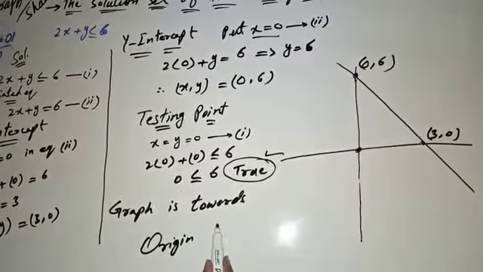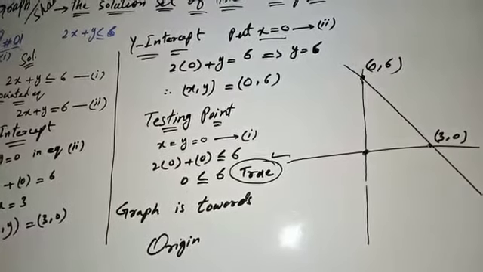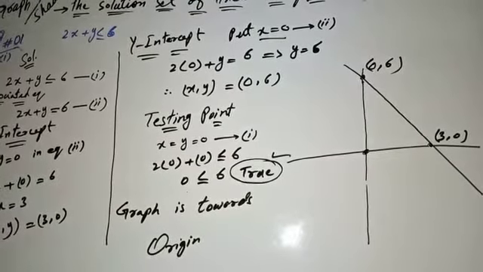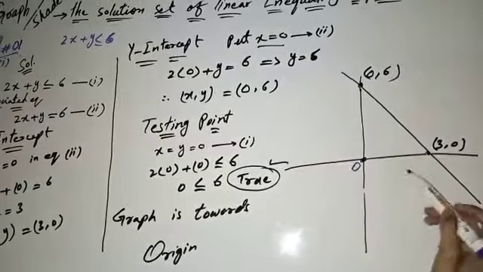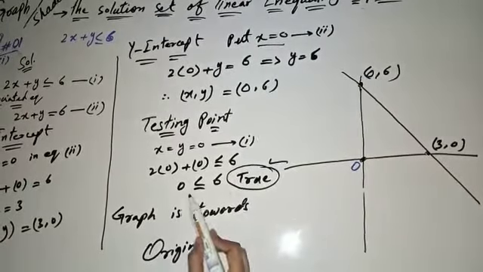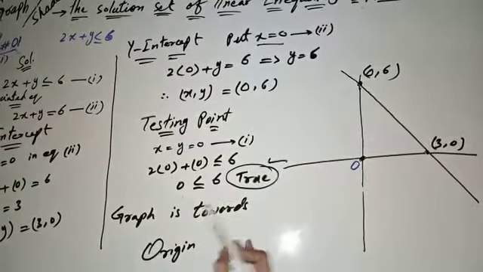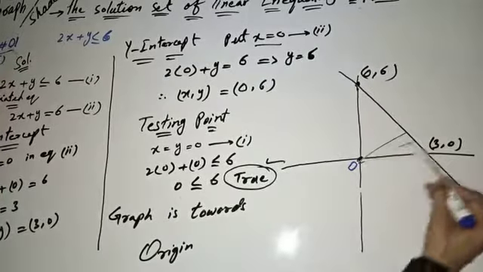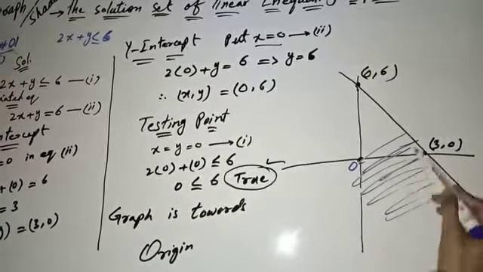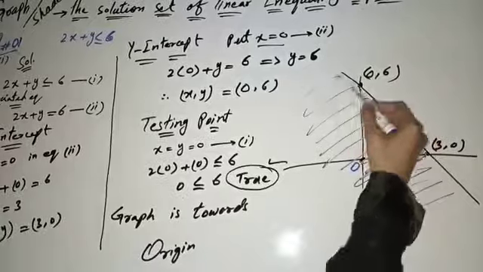As the solution is true, the graph is towards the origin. This is the origin. This is the shading of the graph. This is your required graph.